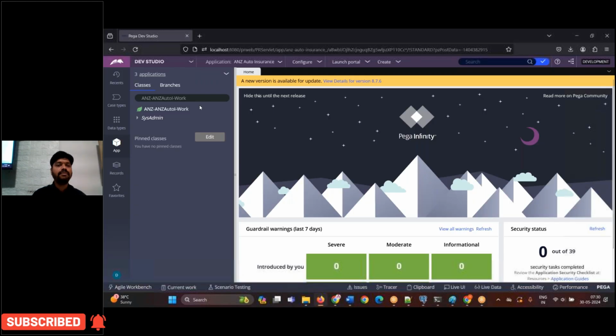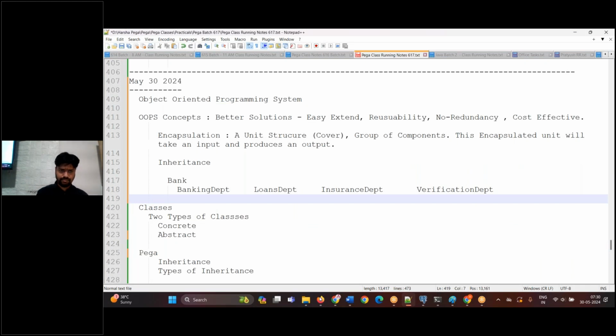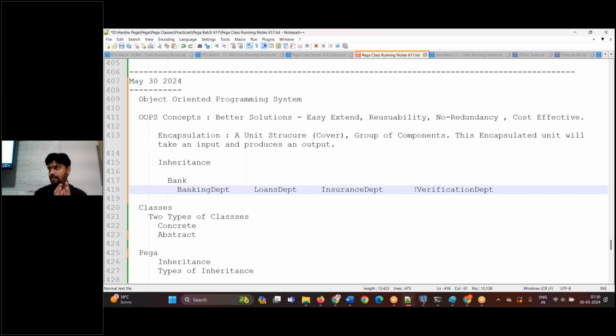So if I create an application, I'm not going to create only one class. I'll come up with so many classes. Banking department will do banking related processing, then loans department, insurance department, verification department. Out of these, the banking department is going to initiate a transaction. What type of transactions? Deposit, withdraw, so many different transactions. Loans department, what type of transactions will be initiated? Loan transactions. Insurance department, insurance transactions.